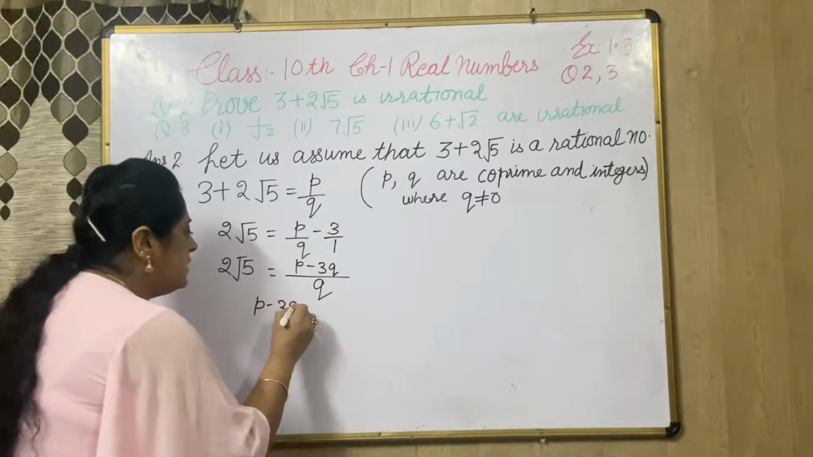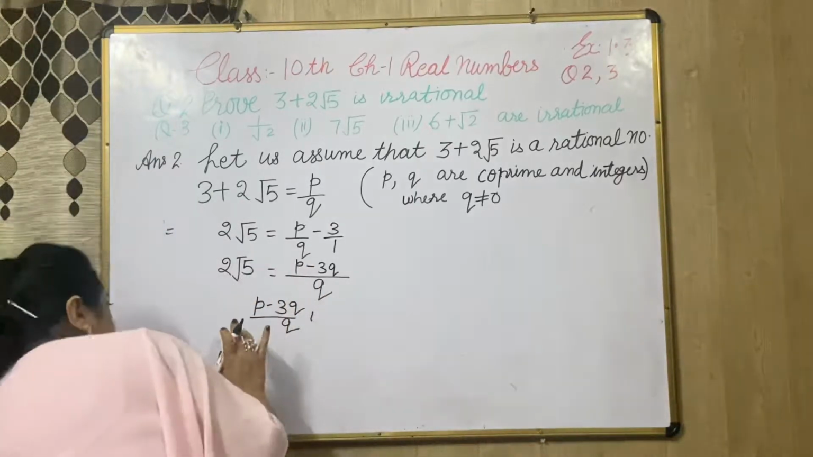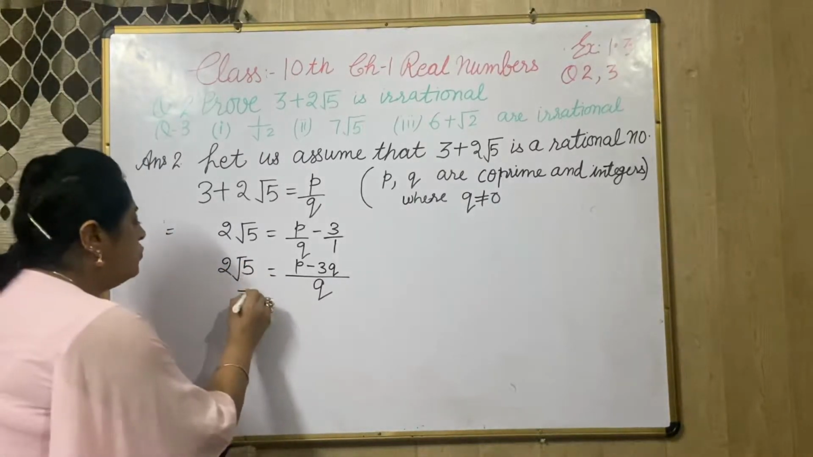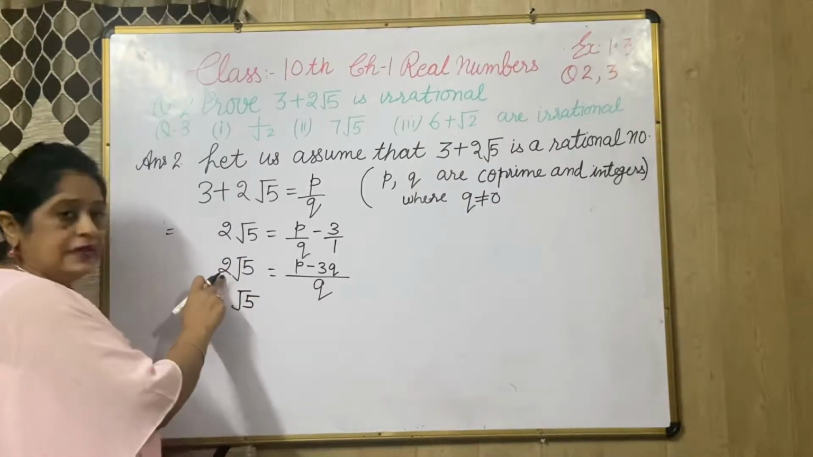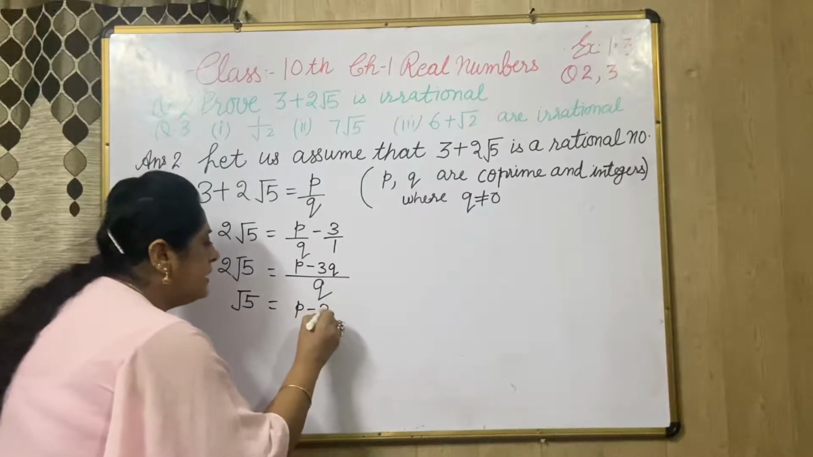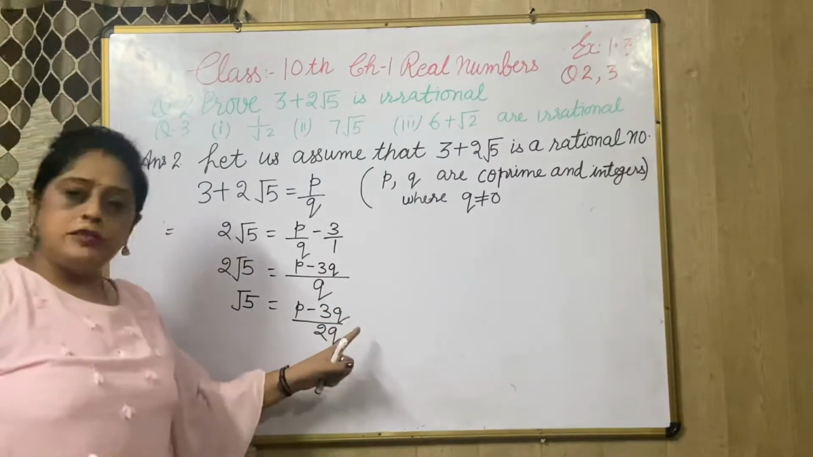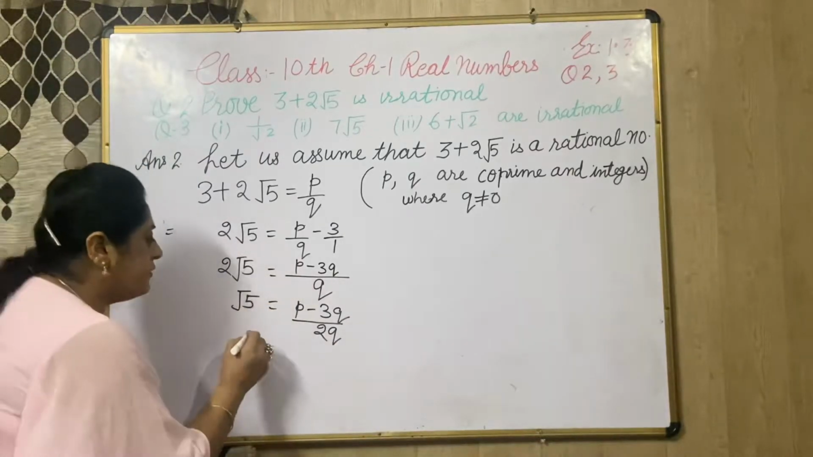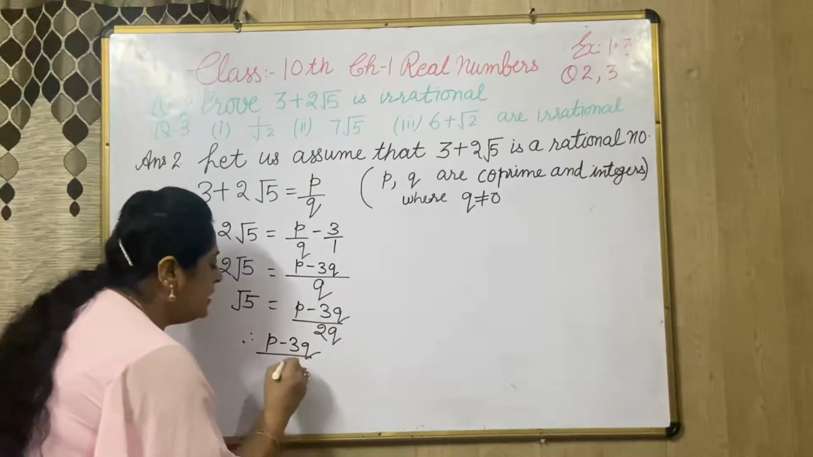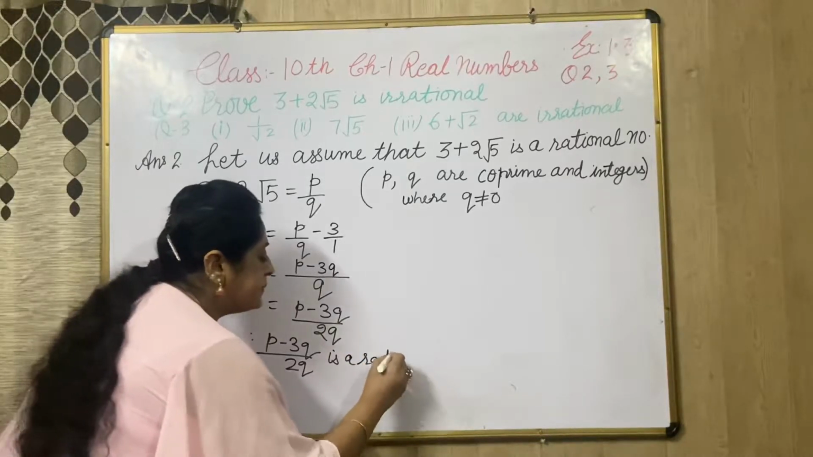There is still one step left. This 2 is left. First I do this: root 5, this 2 is multiplied here, it comes here, then it will be divided. So p minus 3q, and we can write 2q. This is also in integer form. So we can write p minus 3q by 2q is a rational number.